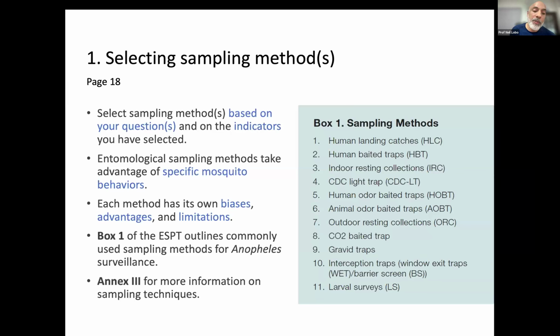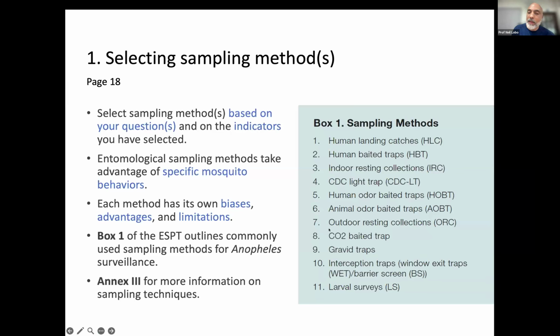Because, for example, if you use a CDC light trap and you catch a lot of maculatus and you don't catch dirus and you think there's dirus at your site, and you realize that the CDC light trap doesn't catch dirus that well, then you can understand your data better, right?